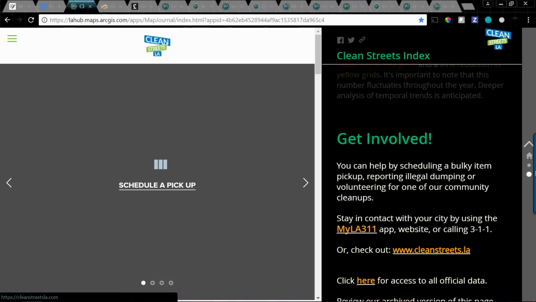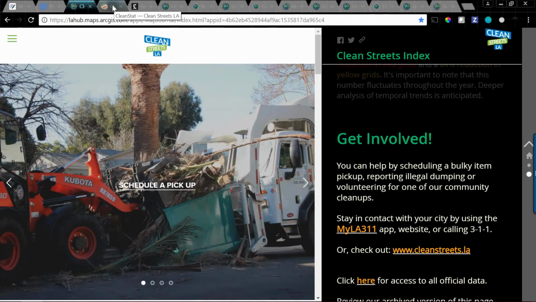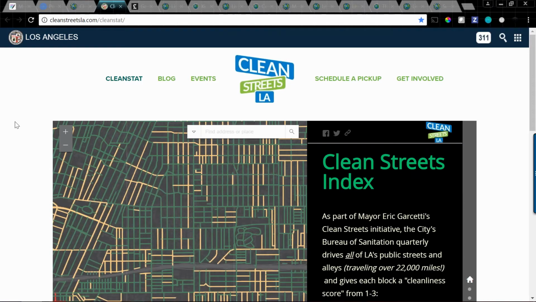And what's great about these map journals and story maps in general is that you can embed them in your websites, which is what LA has done here. And LA did in fact get ahead of the story. I mean, with the Freedom of Information Act, any reporter can go to the city and say, hey, we know that you're driving these streets, give us your data. And who knows what they're going to present in the article.